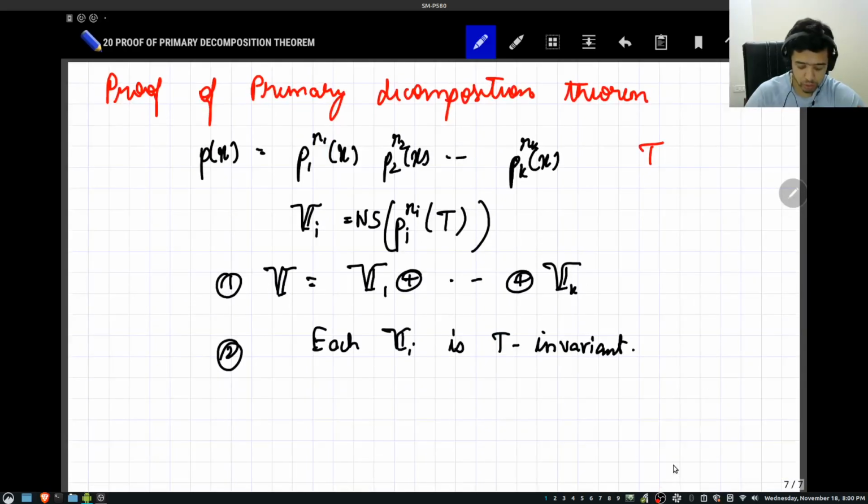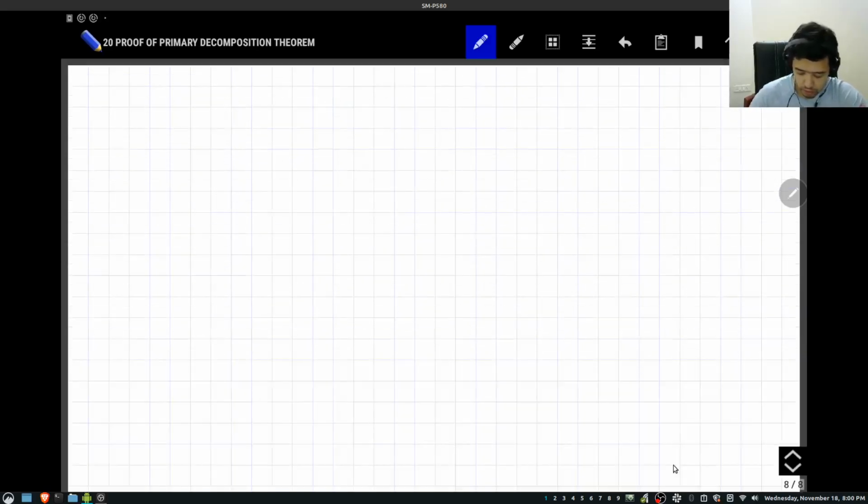Alright, so let me quickly go through the proof. What do we want to show? Suppose that the minimal polynomial of T is p of x, which is p1 raised to r1 times p2 raised to r2 all the way up to pk raised to rk. Note that each pi is an irreducible polynomial. If I define Vi as the null space of pi raised to ri of T, then the following two properties hold. Each Vi is T invariant, and the Vi's form a T invariant direct sum decomposition of V, the vector space. And how do we prove this? We prove it in the following way.